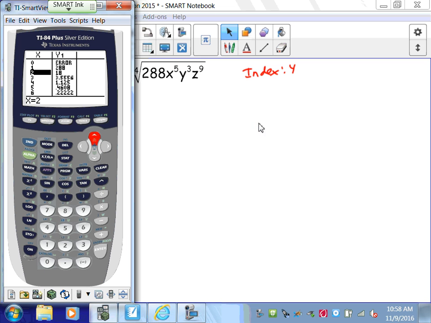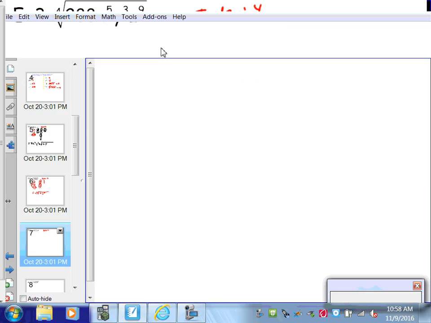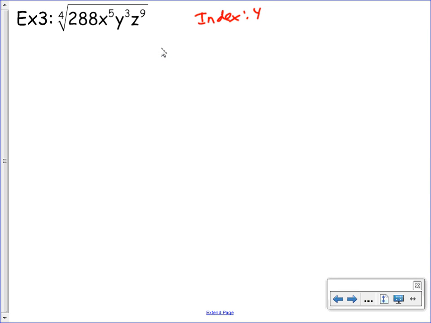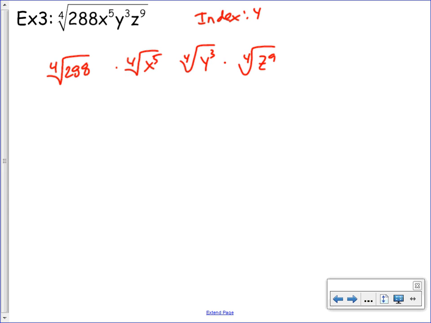Okay. So one way we can break this down is into different parts. You could also just break it down into 4th root of 288 times the 4th root of x to the 5th times the 4th root of y cubed times the 4th root of z to the 9th. So it was 2 and 18. So the first one is 2 4th root of 18.